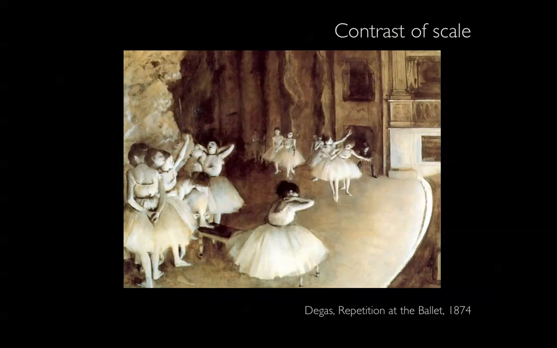Another spatial cue is the contrast of scale. So we see similar forms as here with the ballerina dancers, and we say, okay, this one is larger, these ones are smaller, and that contrast of scale makes us believe that this one is closer and those ones are farther. Right?